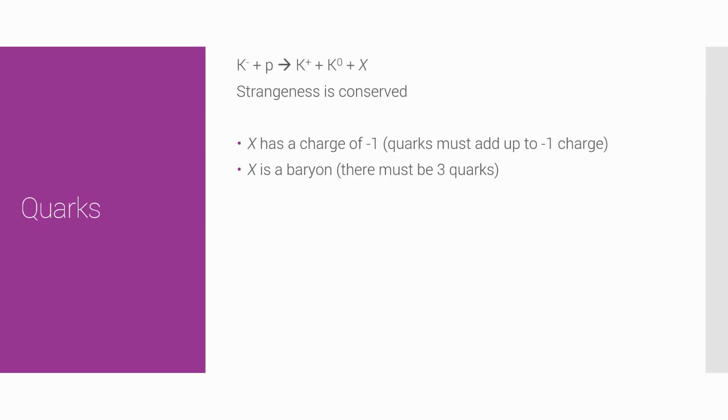So on the left side we have strangeness of minus 1. On the right side, we can either have strangeness of 2 or a strangeness of 0. So X must have a strangeness of minus 1 or minus 3 to be able to conserve charge here.